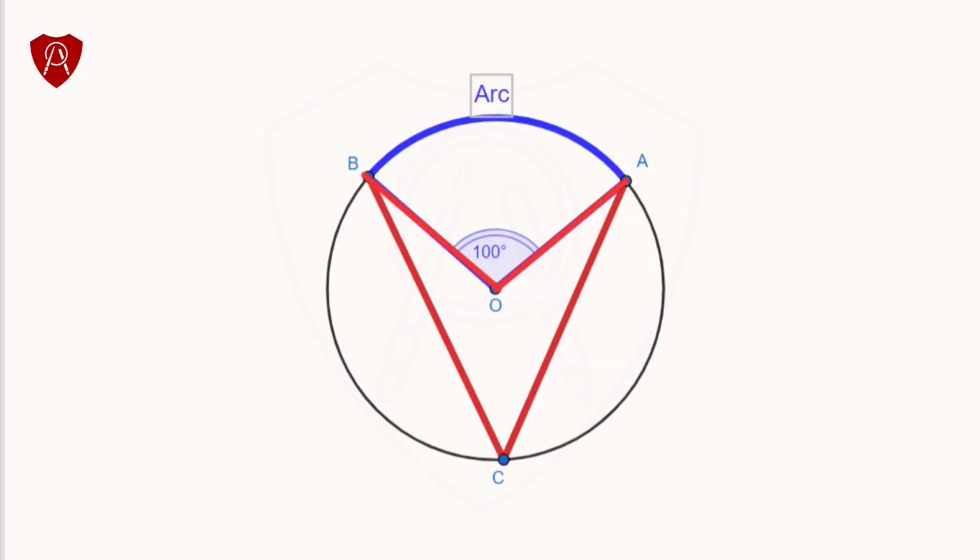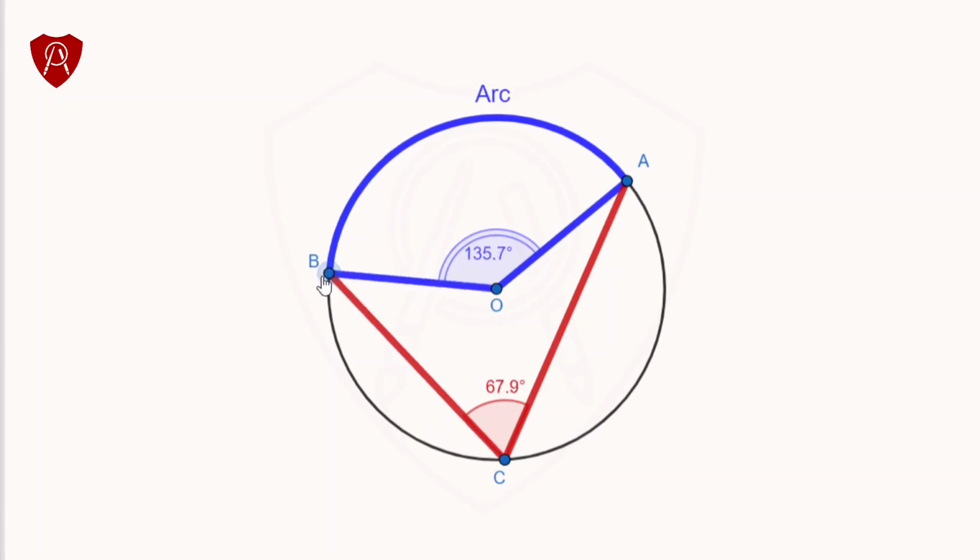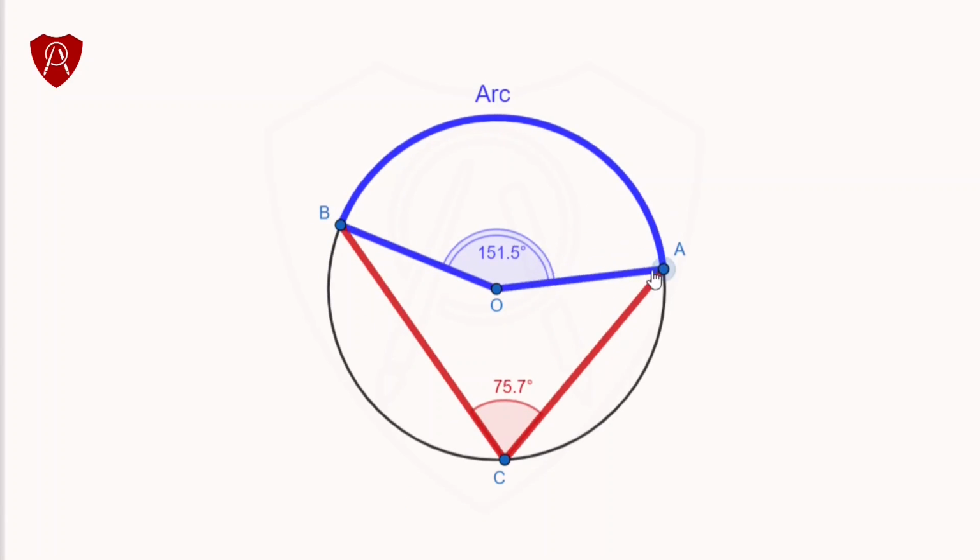Let us now measure the angle AOB at the center and also measure the angle ACB at the circumference. Take a closer look at the measure of the two angles. Are they equal? Quite obviously not. We can observe that 1. The measure of both angles depends on the size of the arc.